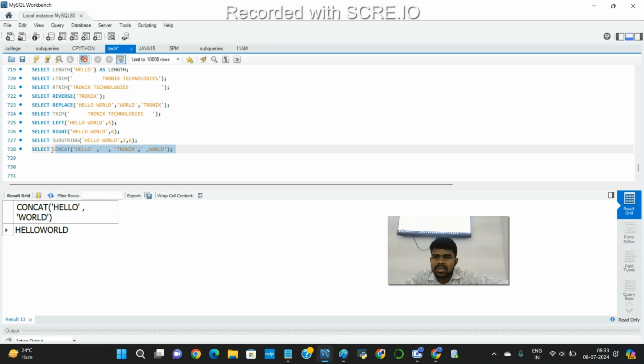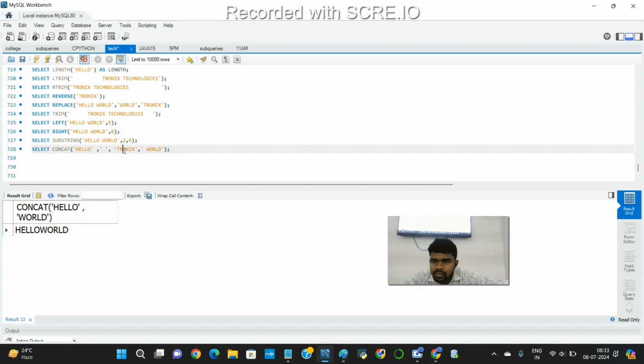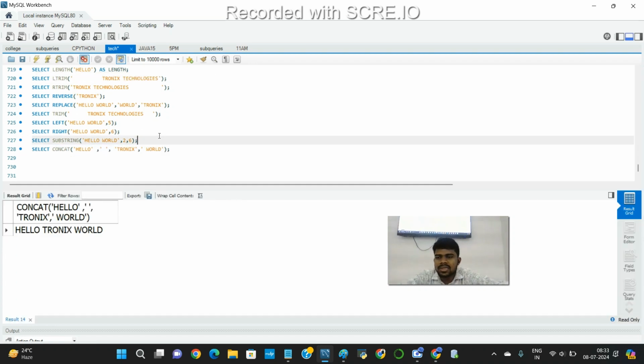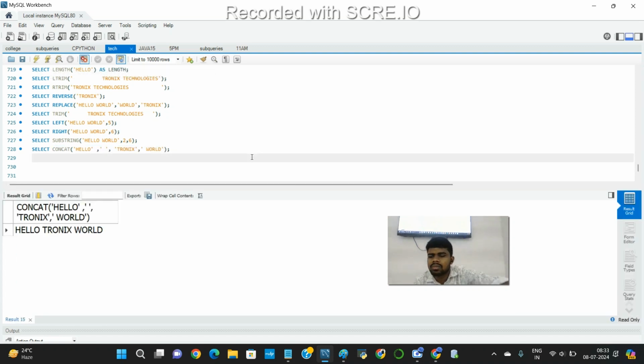Yes, let's run this. So I'm adding the records. So these are the different string functions in SQL.